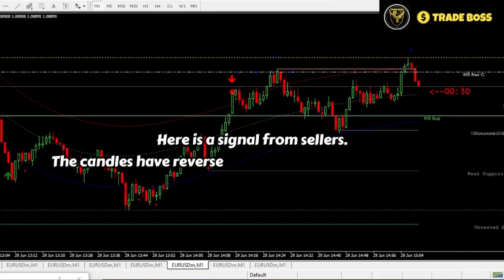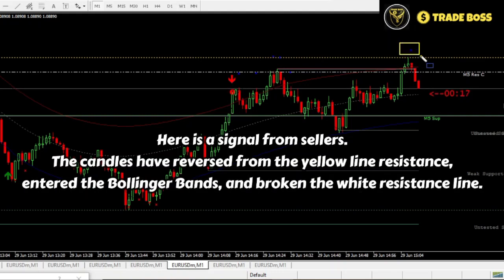Here is a signal from sellers. The candles have reversed from the yellow line resistance, entered the Bollinger bands, and broken the white resistance line.